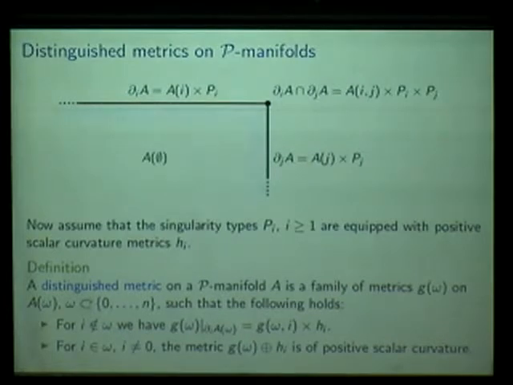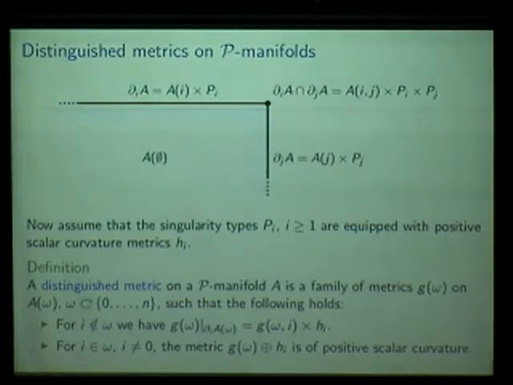So by a distinguished metric, I mean I have a general notion of Riemannian metrics, but along the singularity parts, which is this and this black line, I want a well-controlled behavior of these metrics, taking into account that on P_i and P_j I already have positive scalar curvature metrics. So this is formally given by a family of metrics on these manifolds A_ω, like A_∅ for example, or A_i and A_j. And now the point is that when I restrict this metric to the boundary, then it has to be a product metric, namely the product of h_i and the given metric g_ω,i on this piece here, and the same thing here. This is a reasonable compatibility condition.